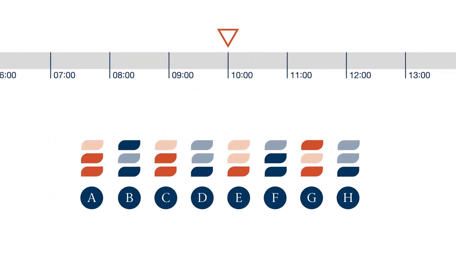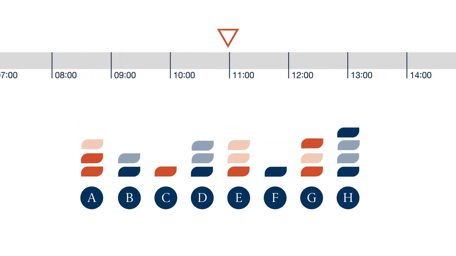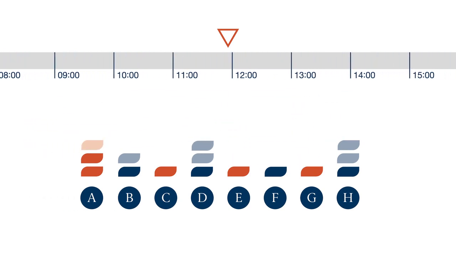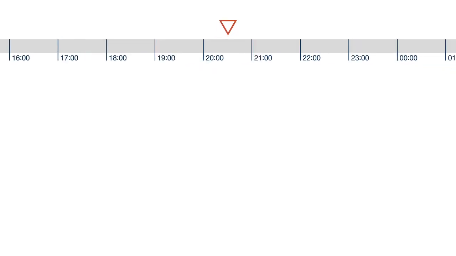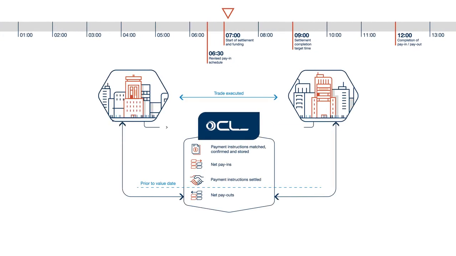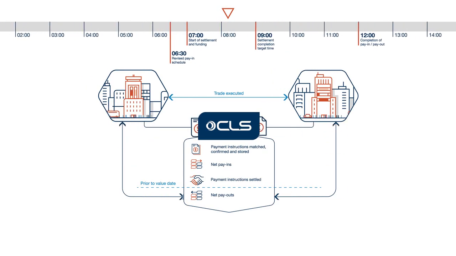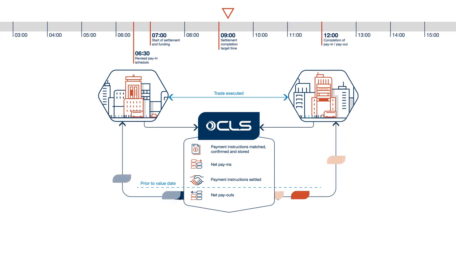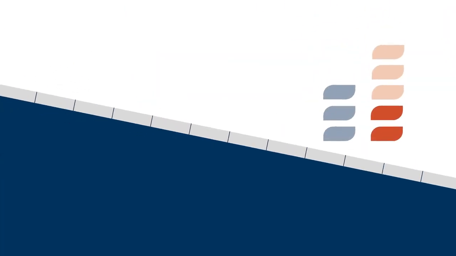The pay-in and the pay-out of long balances continues until midday, when each member's balance returns to zero, ready for the next day's settlement cycle. CLS Settlement reduces risk, improves efficiency, and increases liquidity.